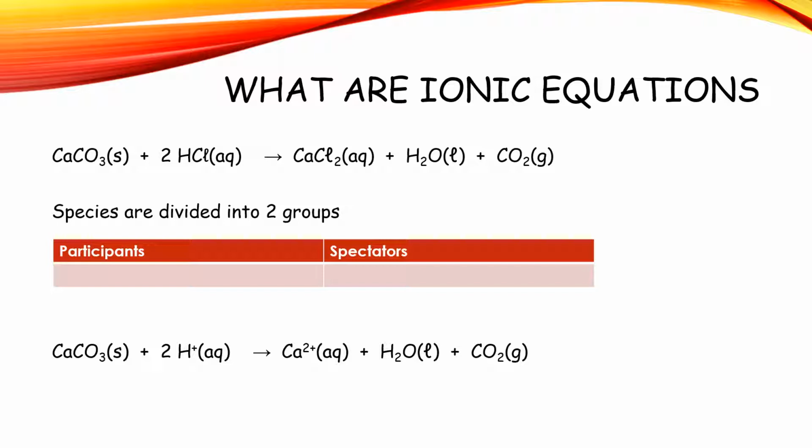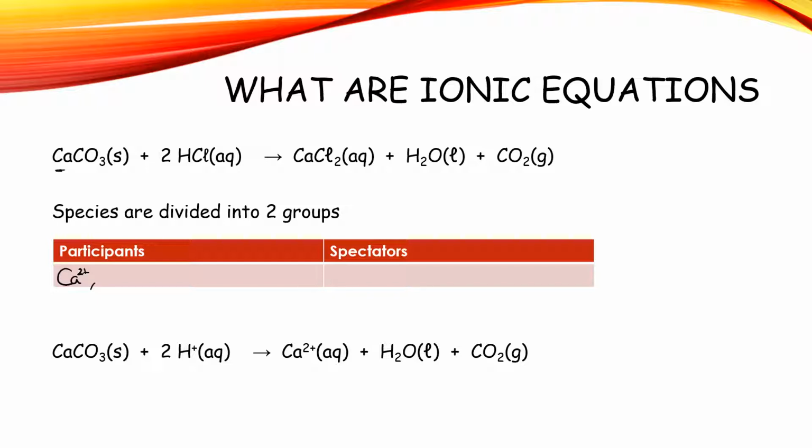Take this reaction, for example. You've got calcium carbonate reacting with hydrochloric acid to form calcium chloride in solution, water and carbon dioxide. What we do now is we look at the species and find out what species are participating in the chemical change and what species are not. So if you look at the calcium here, it's a solid and it's in calcium carbonate. But over on the product side, it's now in solution. So the calcium is a participant because it's changing its form.